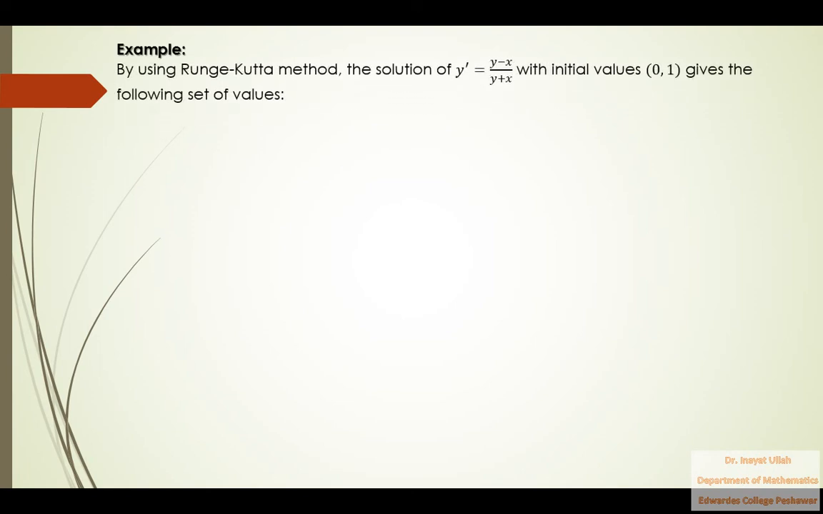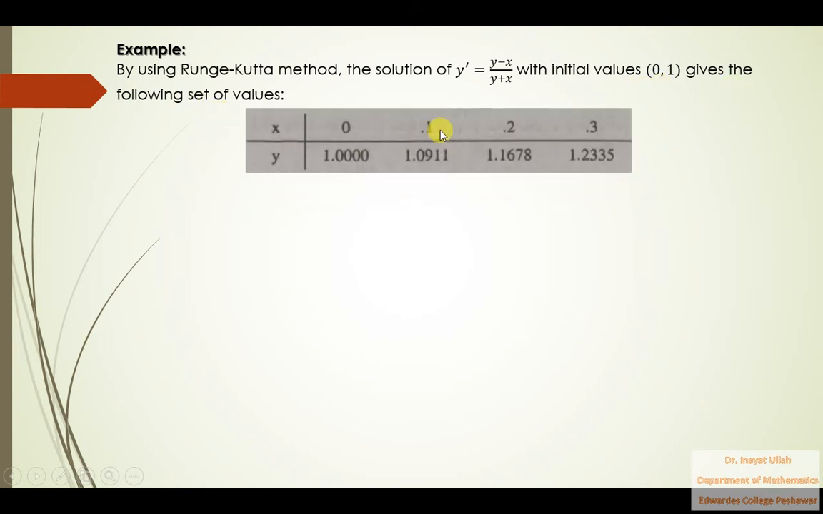Let us take an example. The example says that by using the Runge-Kutta method, the solution of y prime is equal to (y minus x) divided by (y plus x) with initial values 0, 1 gives the following set of values. This is the set of values. These are the values of x and these are the values of y: x0, x1, x2, x3, and y0, y1, y2, y3.